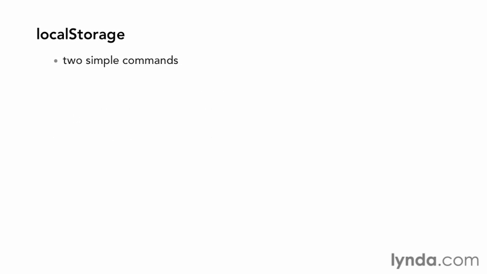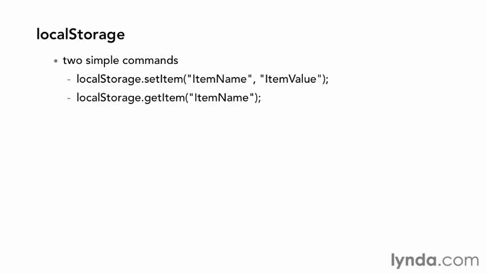Although there are a few other commands for local storage, most of the time you'll be using these two, setItem and getItem. setItem takes 2 arguments. The first is the name of the item that you're setting, and the second argument is its value. For getItem, you only need the name.